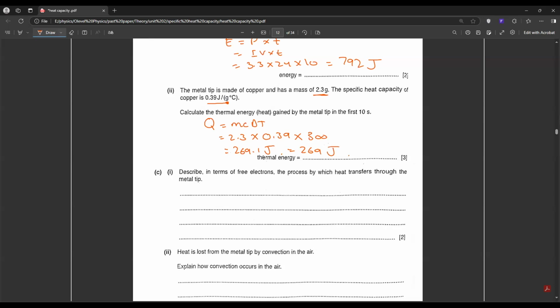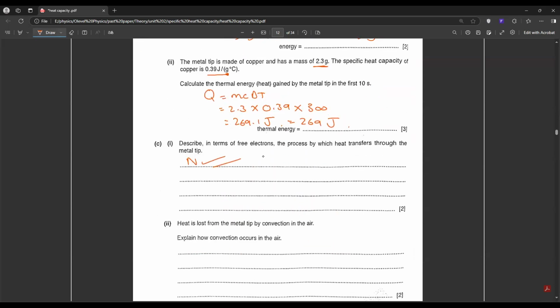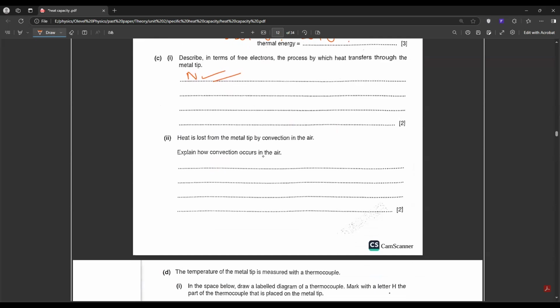Describe in terms of free electrons the process by which heat is transferred through the metal tip. Already done. You can scroll back the video. How thermal energy is transferred in metal. Heat is lost from the metal tip by convection in air. Explain how convection occurs in air.